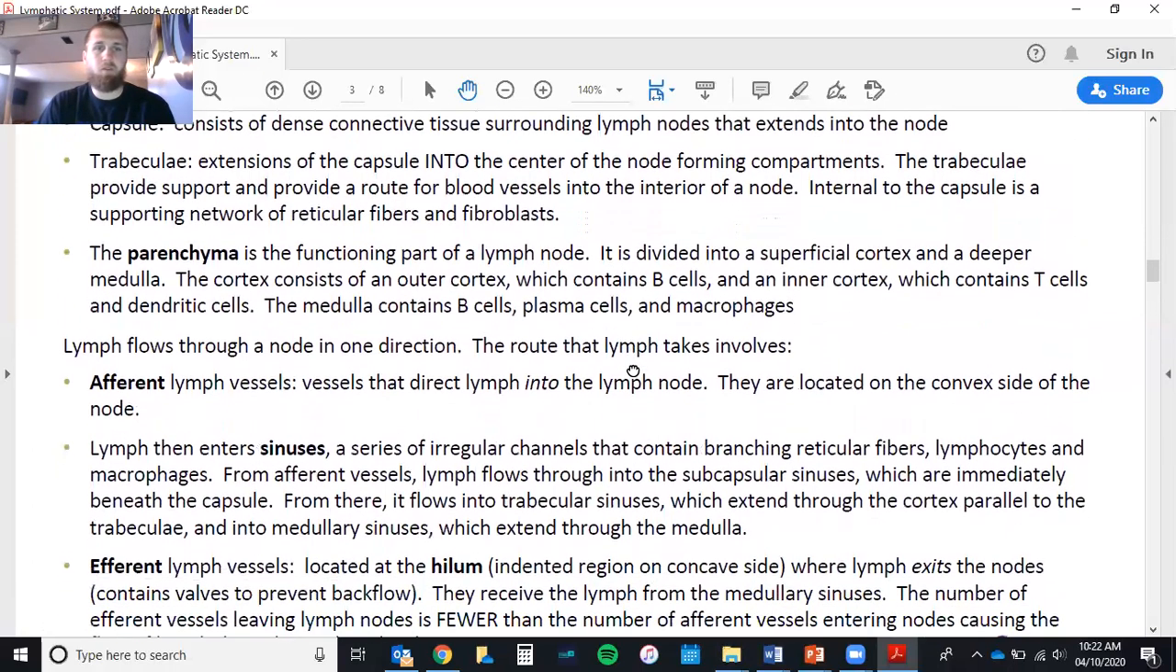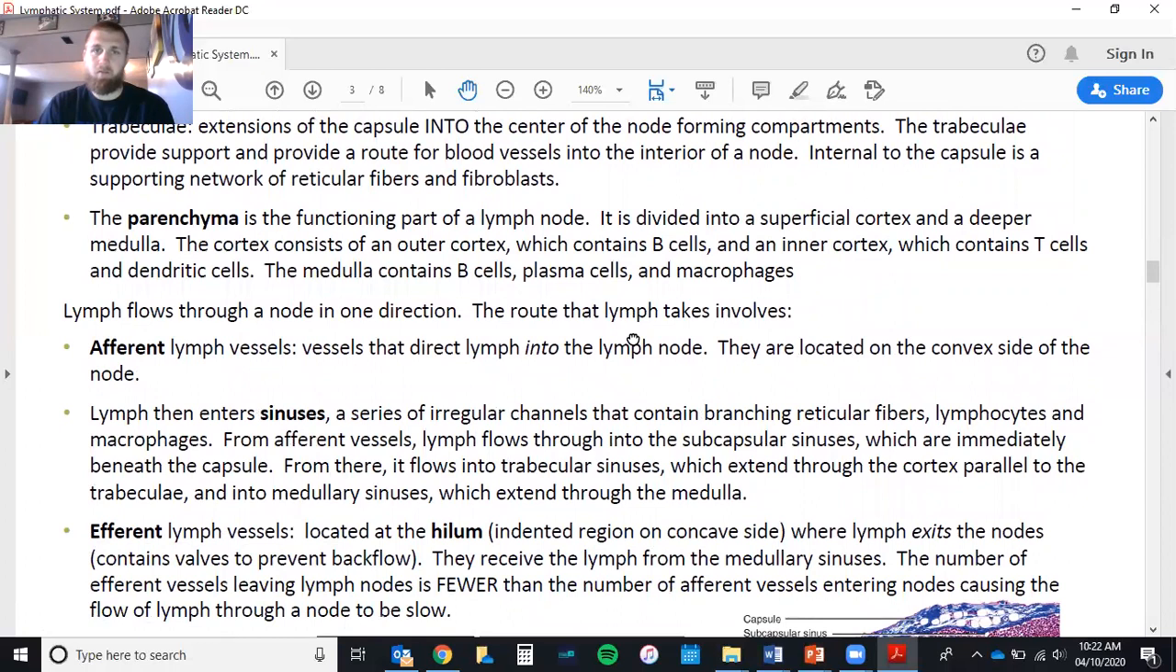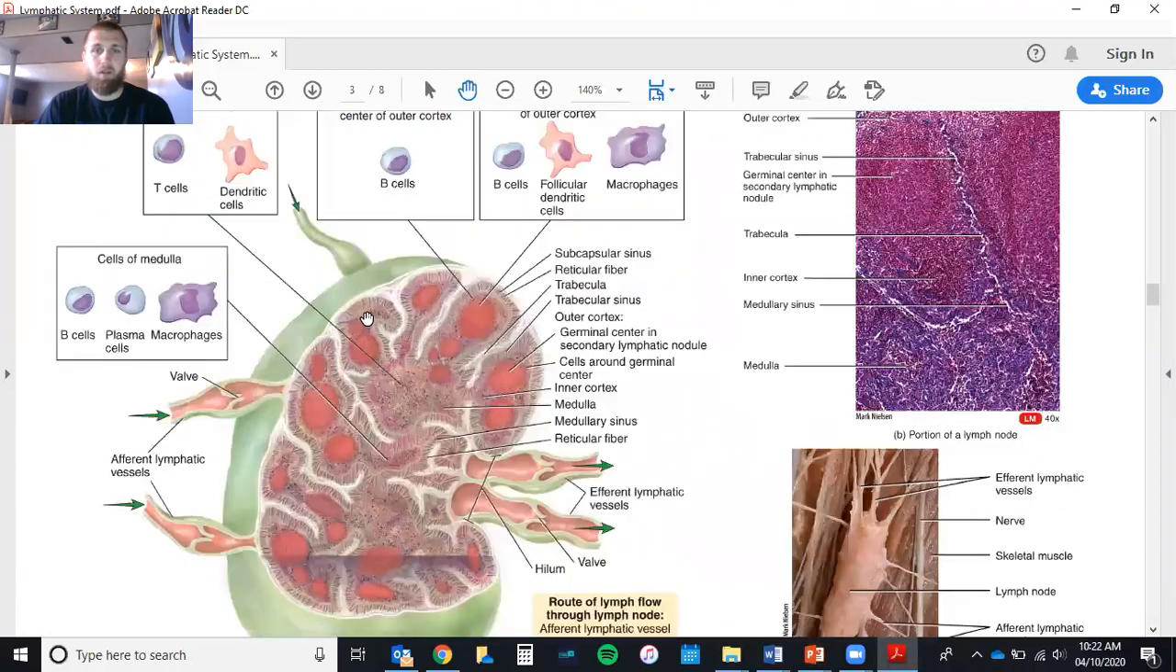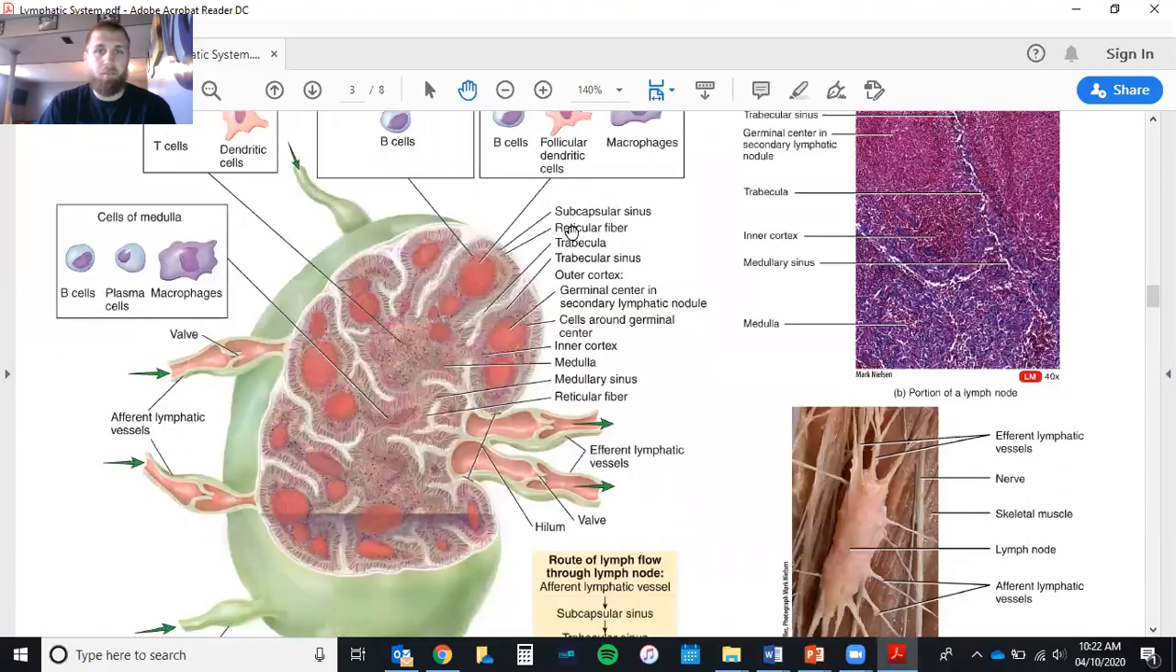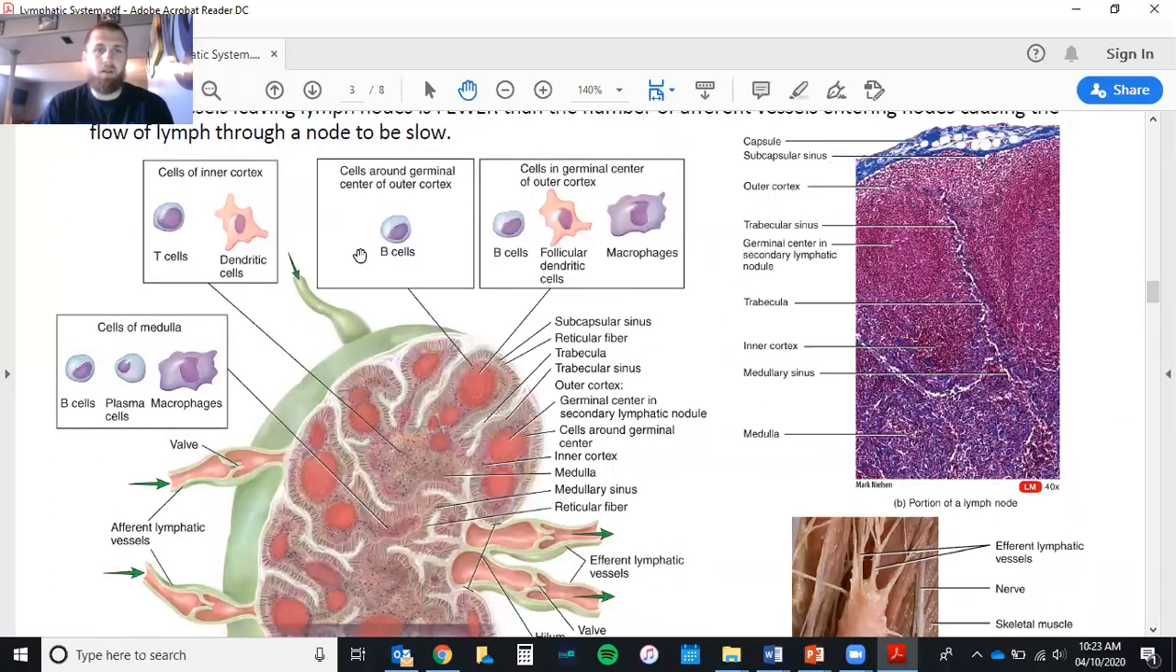Internal to the capsule is a supporting network of reticular fibers and fibroblasts. We'll talk about those reticular fibers. I always tell students to think of them like a spider web, as I talked about back at the beginning of the semester when we first covered connective tissue. Reticular fibers serve two functions like a spider web. They support the spiders, the spiders being different types of white blood cells like our T cells, our B cells, and macrophages. They also help trap foreign particles.